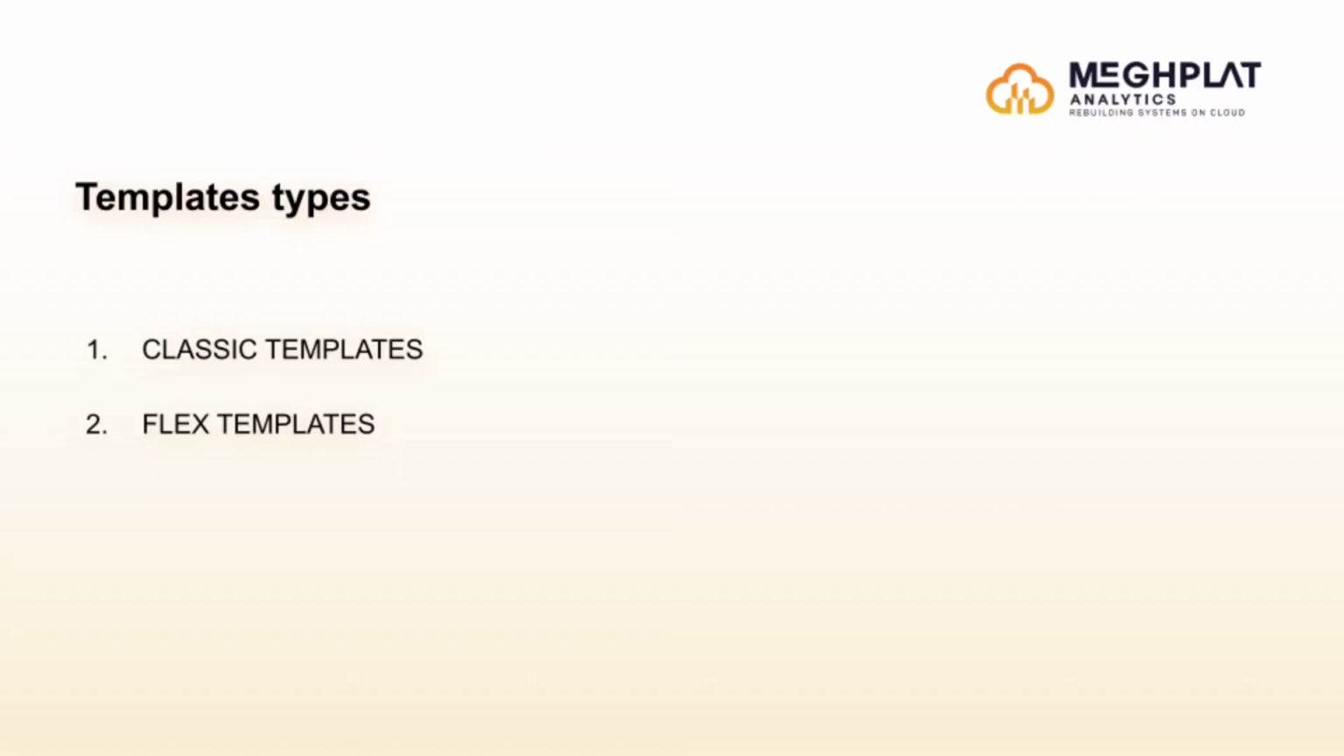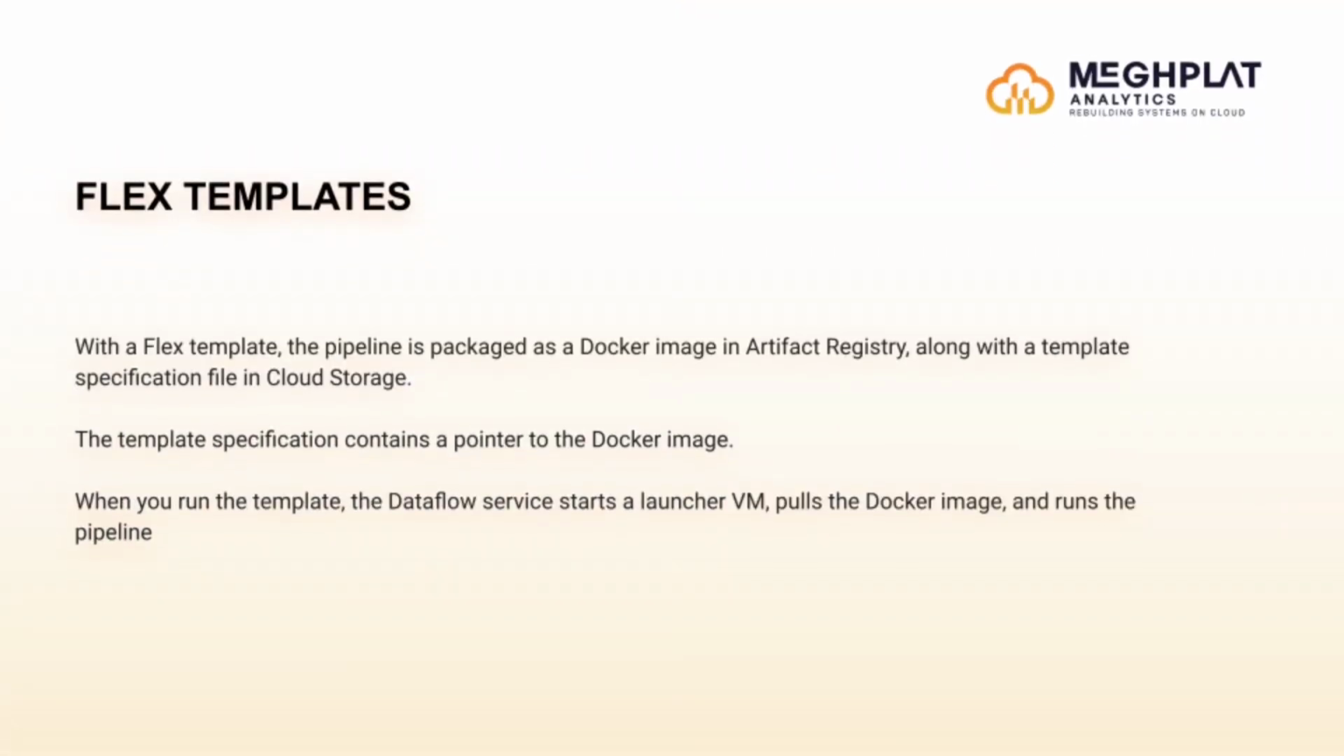Now, there are two types of templates, classic and Flex. Flex is the most used one, and it is the most recent template used by developers. With a Flex template, the pipeline is packaged as a Docker image in Artifact Registry along with a template specification file in Cloud Storage. Now, this definition comprises two main terms, Docker image and Artifact Registry, right?